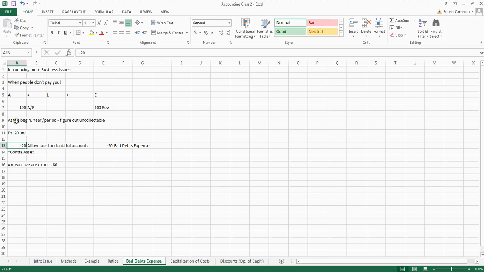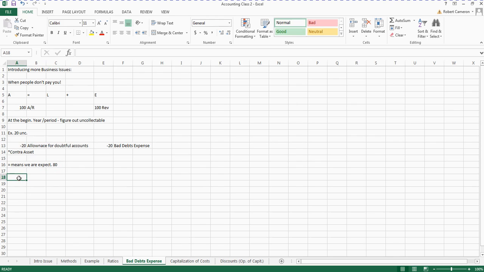And so again, at the beginning of a period, we'll do some method, and I'll get to that soon. And the method will say, hey, $20 will be uncollectible. So it's quite literally negative allowance for doubtful accounts, negative 20 bad debts expense. And what I'm trying to get at here with this negative is this allowance for doubtful accounts is a natural negative number because it's paired with accounts receivable. So 100 plus the negative 20 means we're expecting to get 80.